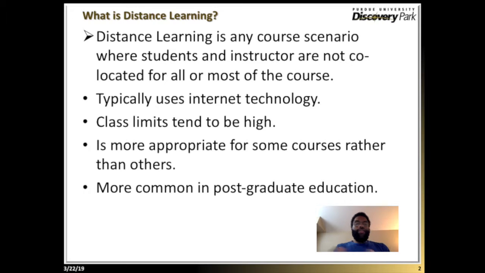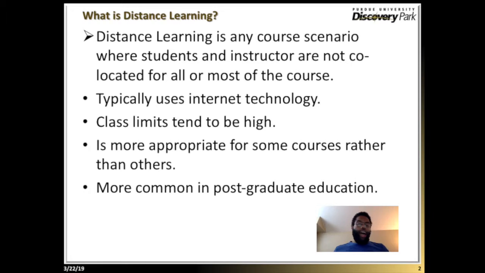Class limits, sometimes they can be a little higher because there's no space requirement, right? If a bunch of students are attending class from different locations, wherever, you don't have to worry about the size of a room or something. So the class limit only becomes a function of what the instructors and the instructors' assistants can handle. It's more appropriate for some courses rather than others. Like for a lab course, for instance, distance learning wouldn't really work because you need to be in the lab and you need to be doing things. But for, say, mostly a theoretical course, a distance learning component could be quite practical.